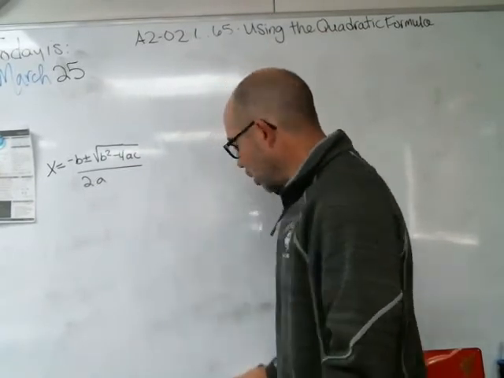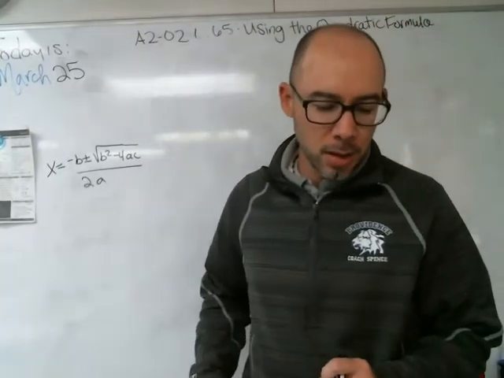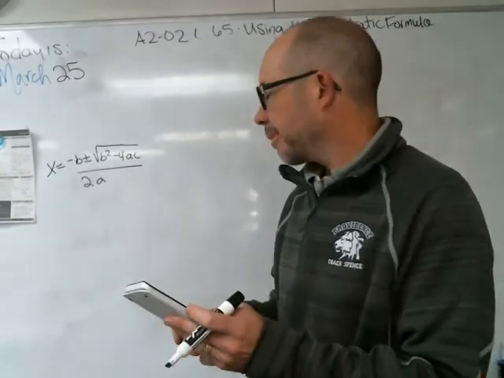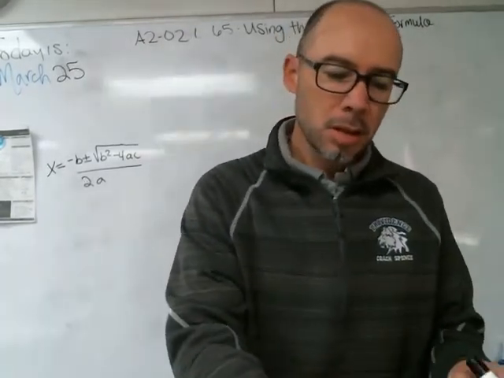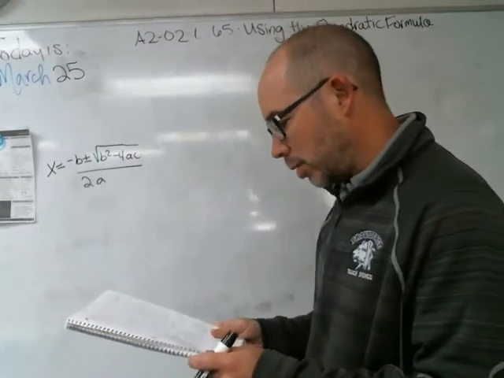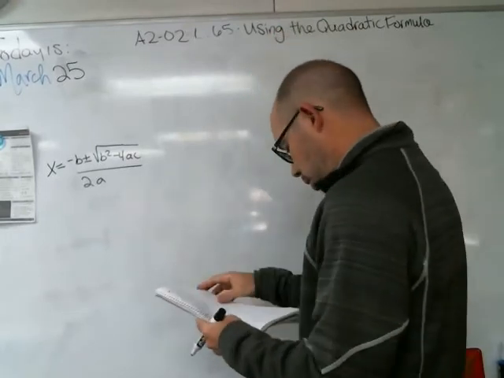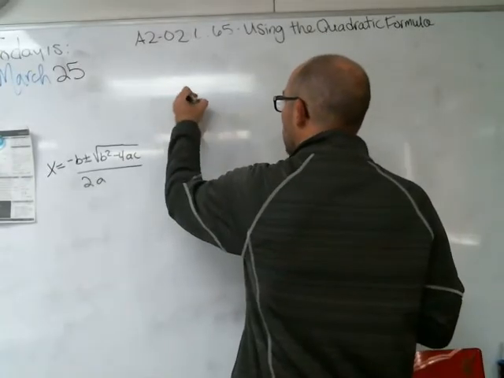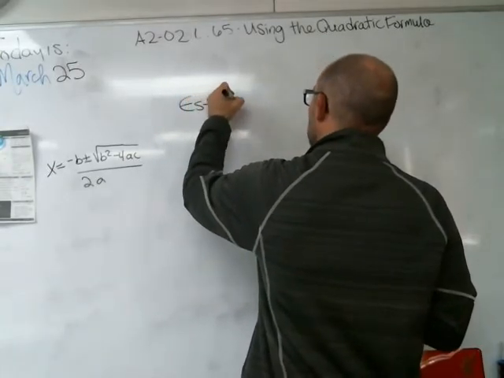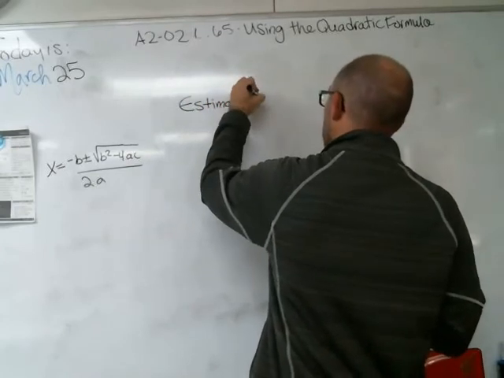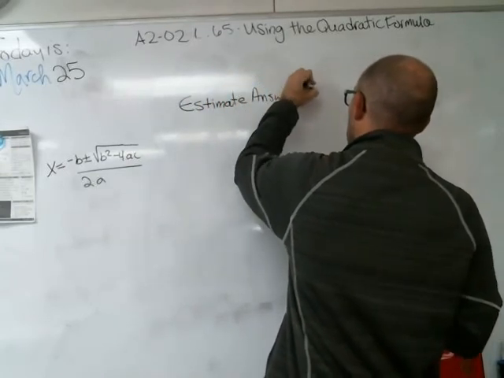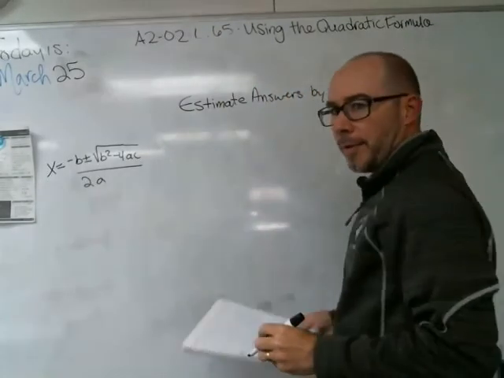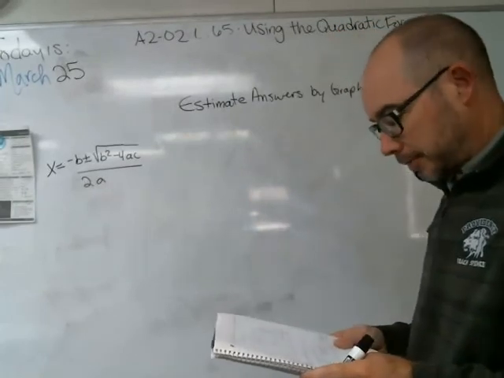All right, now that one was better by hand. If you asked your calculator to do that one, it would give you answers, but it would be a little yucky because it's trying to take the square root of 23. A final way to go about doing these would be to estimate answers by graphing.